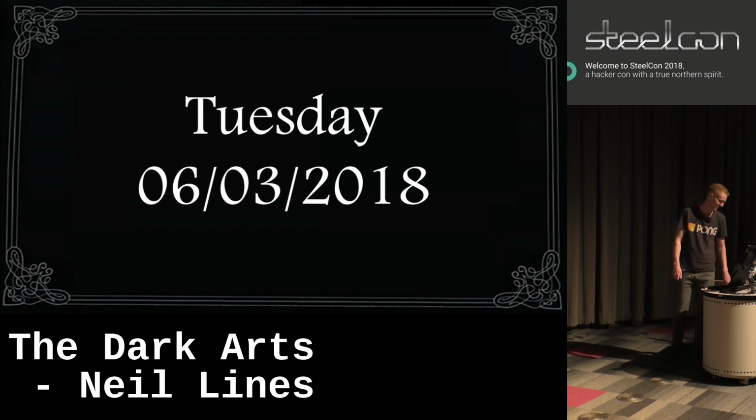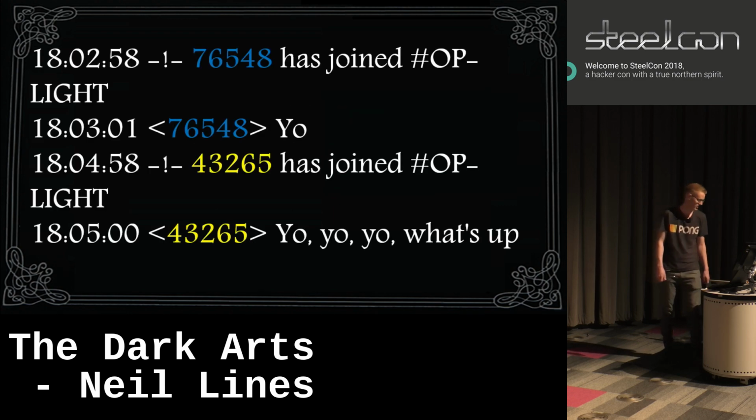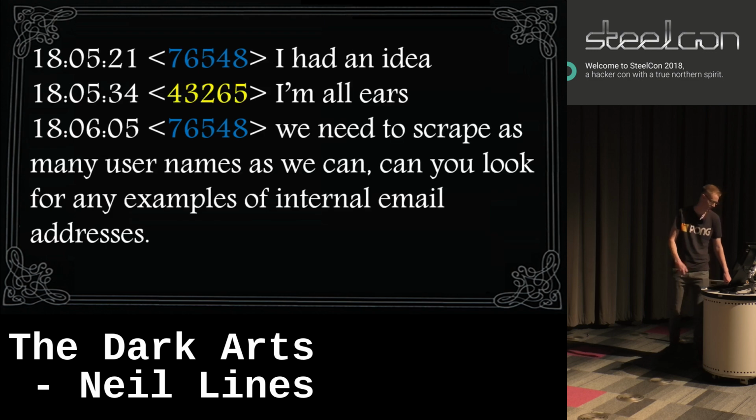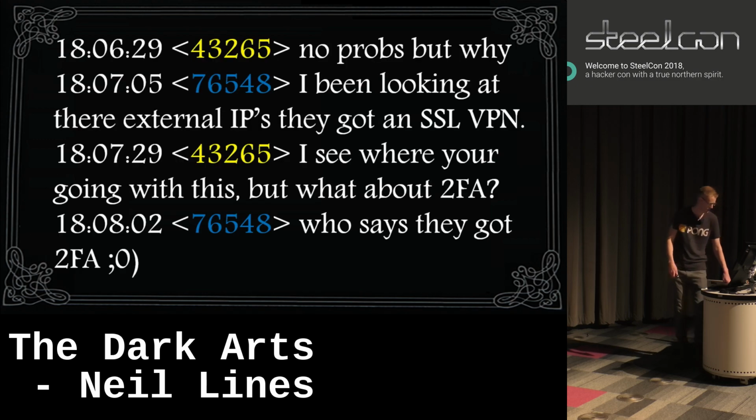Tuesday, 6th March 2018. Has joined. Yo, what's up? I had an idea. I'm all ears. We need to scrape as many usernames as we can. Can you look for any examples of internal email addresses? No probs. But why? I've been looking at their external IPs. They've got an SSL VPN.